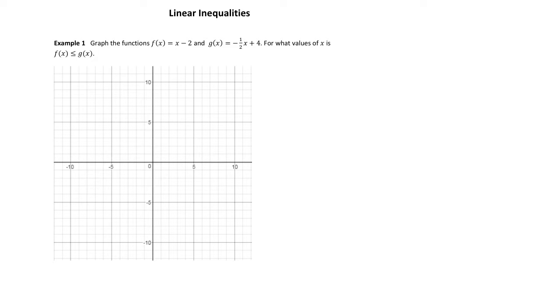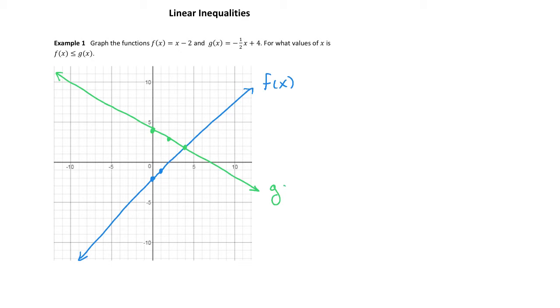So I'll start with f of x. I'll put a couple of points up here. And okay, the graph looks like this. And I'll label it f of x. For g of x, that one again started at 4, had a slope of negative 1/2, and then I can draw the line going through those. Again, just a good enough sketch. I'll label this g of x.